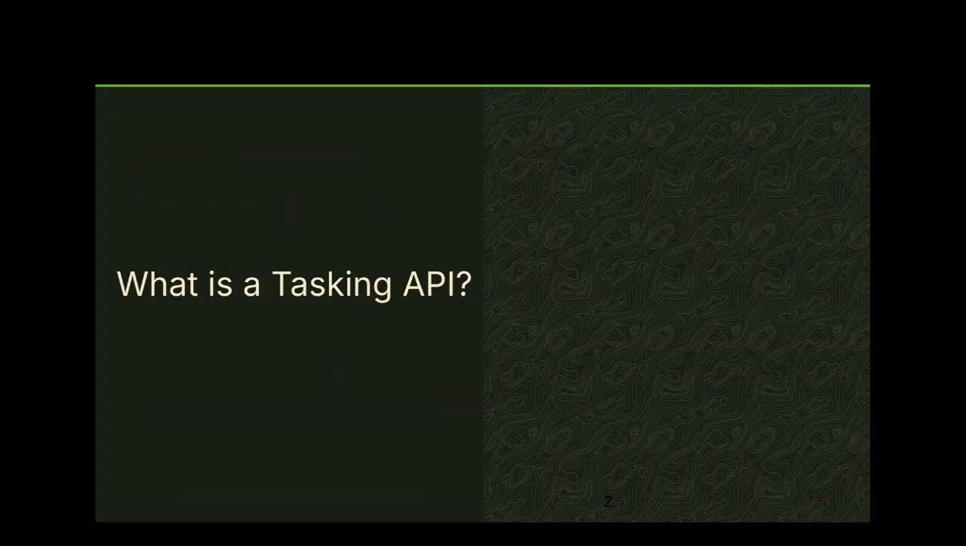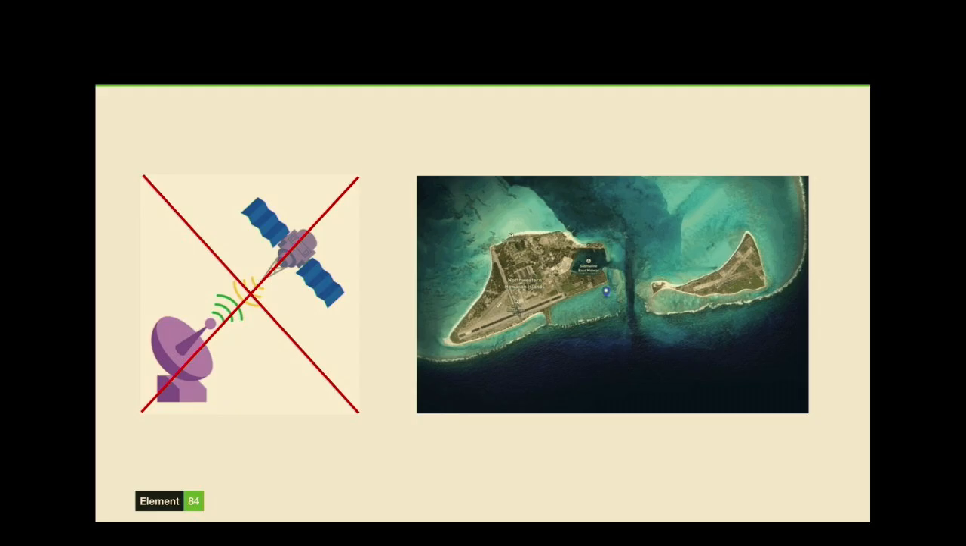So, what is a tasking API, first of all? Well, when we talk about tasking APIs, for whatever reason, we're not actually talking about tasking satellites. It's funny on Twitter, because Twitter is such a nice place. People got really upset at us for talking about tasking APIs, because they're like, you're not tasking satellites. And we're like, no, we're not. Tasking API has come to mean essentially an ordering API.